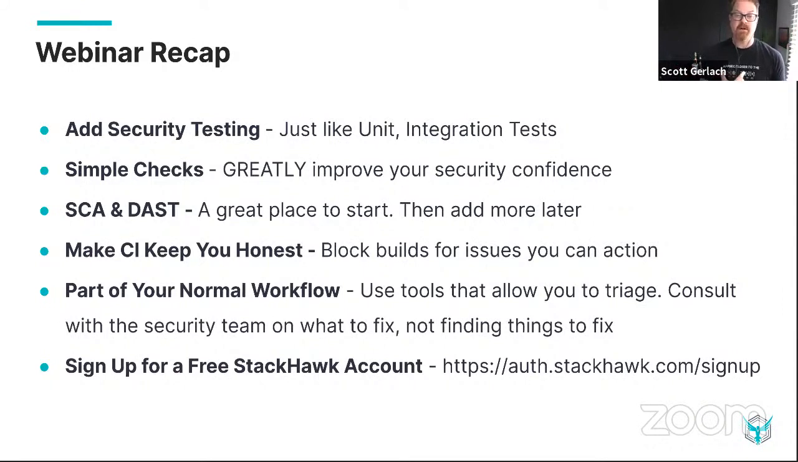As I mentioned, software composition analysis and dynamic application security testing are great places to start. If you feel like you need more after that, then continue to add more on those layers. And then make sure your GitLab pipeline is keeping you honest. Block builds for issues that you can action, and make that part of your normal workflow. Use tools that allow you to triage as a developer. Consult with the security team on what to fix, not finding things to fix. What that means is don't ask your security team to go find all the issues they can. There's little value in that. Ask them to help you prioritize what things to fix.